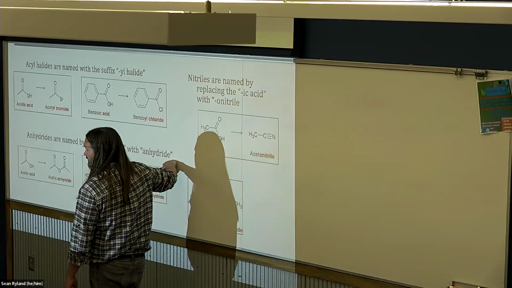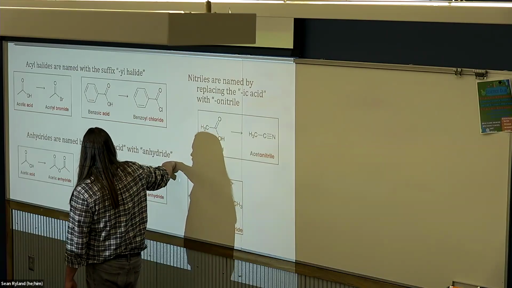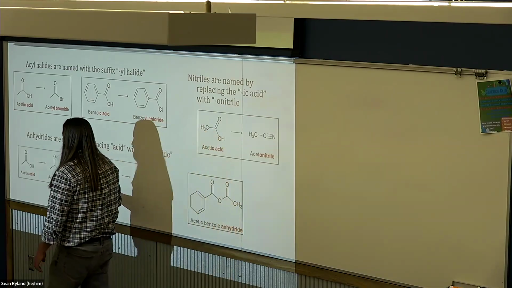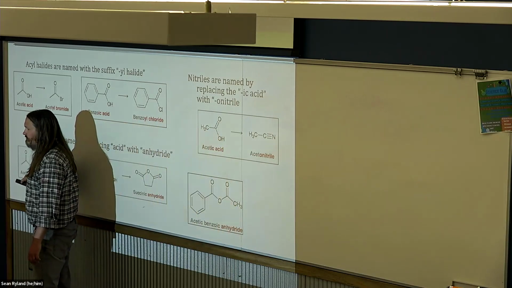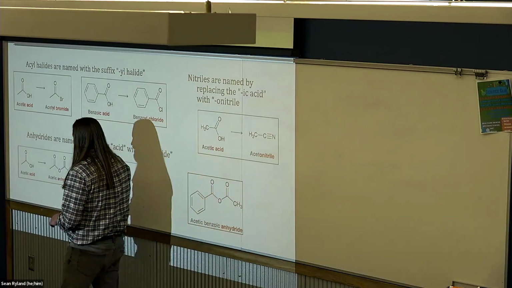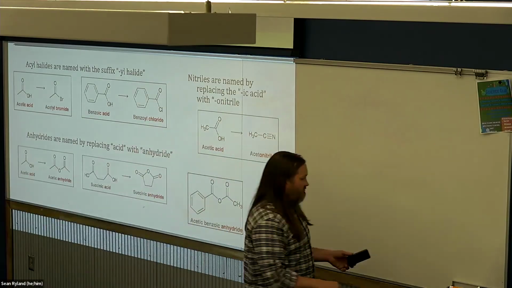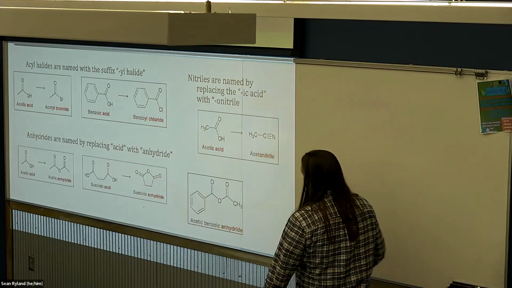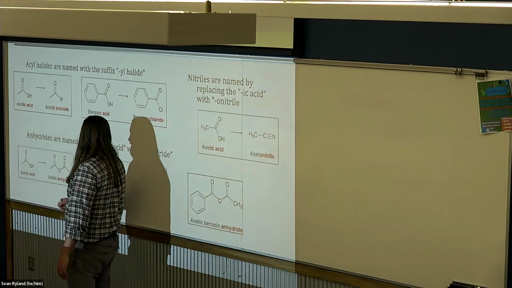Anhydrides literally just say anhydride instead of acid, as long as it's symmetrical. Typically the most common anhydrides that you're going to see have the same acid group on either side. So you just name it like the two of those stuck together. Acetic acid becomes acetic anhydride.